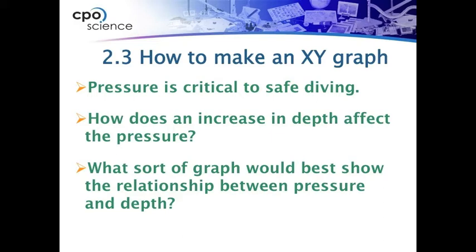So in that example, increasing your depth is the independent variable. That's what you as a scientist or a person can physically alter. And the dependent variable, what you hope to see change or what you want to see is affected, is pressure. How does that increase in depth, your independent variable, affect the pressure surrounding a diver?